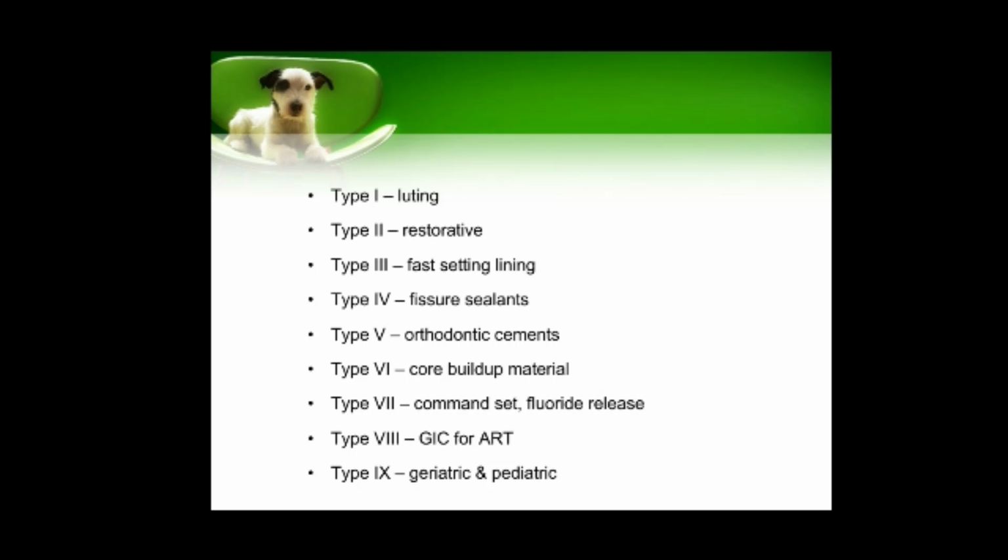The types of GICs include type 1 to type 9. Type 1 is used for luting, type 2 is for restorative, type 3 is for liners and bases, type 4 is for fissure sealant, type 5 orthodontic cements, type 6 core buildup, type 7 is for high fluoride release capacity, type 8 is for atraumatic restorative treatment, and type 9 for geriatric and pediatric patients.